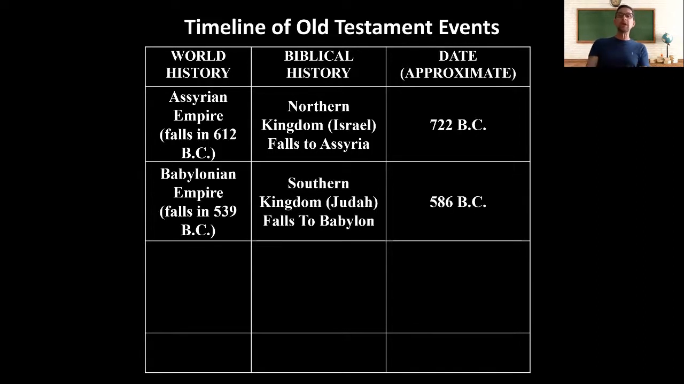The Babylonian Empire, which is very strong but eventually falls in the year 539 BC, is the empire that overcomes and defeats the southern kingdom of Judah. So they fall to Babylon, and the year is 586 BC.